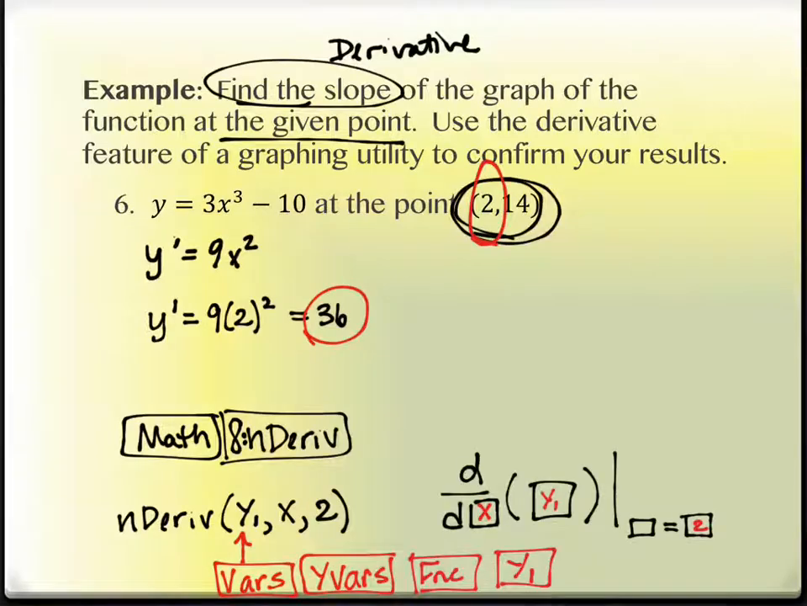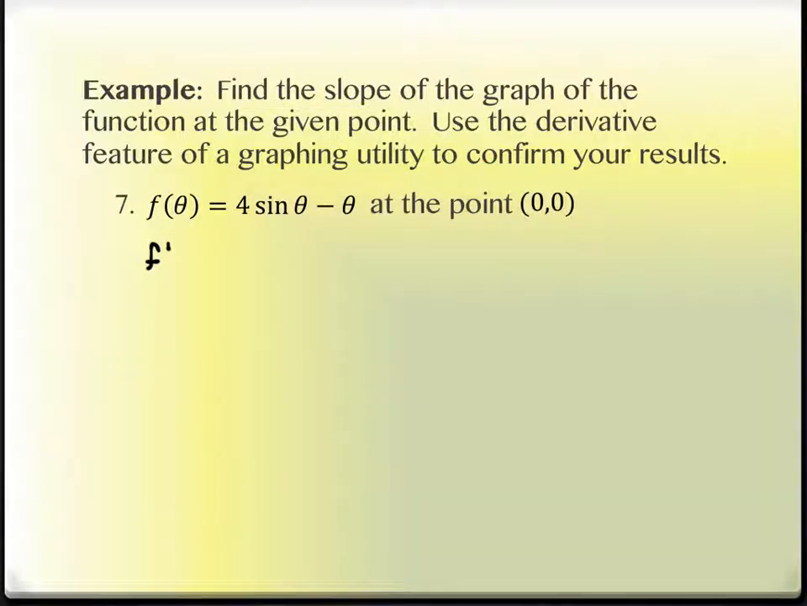Okay, so if you'll remember from last time, what we did is we took the derivative, and then we evaluated it at the particular point we were given, the x value of the point we were given. And that gave us the answer to our problem, and then we confirmed it with a calculator. So that's what we're doing on this one as well.